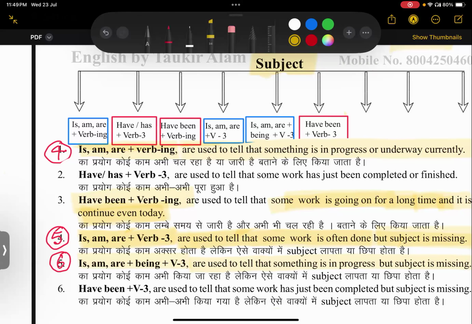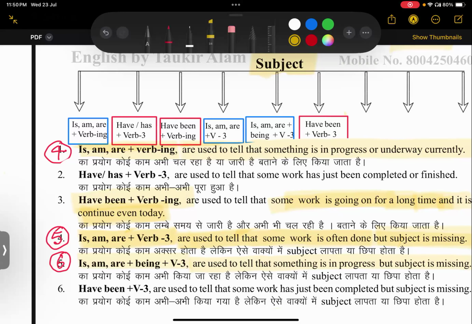Good. I have been waiting for you for 10 minutes. What do I mean by saying this sentence? It generally means that I have been waiting for you for a long time. So if you want to speak a sentence where you show that you have been doing something for a long time, in this situation, you will say have been plus ing form.